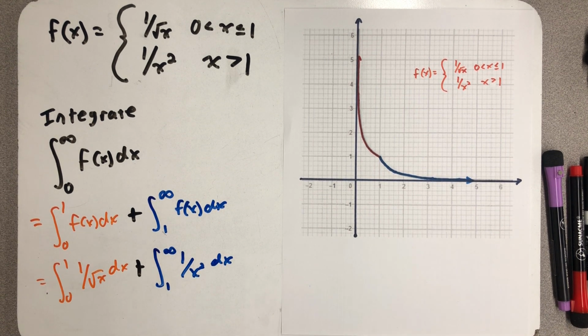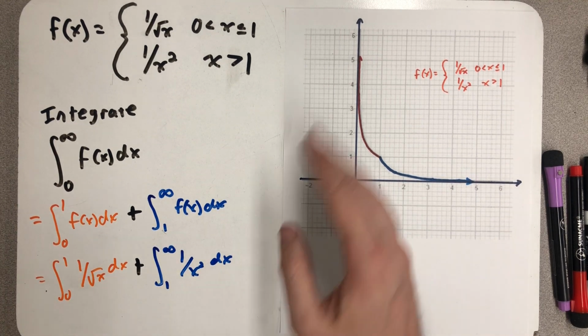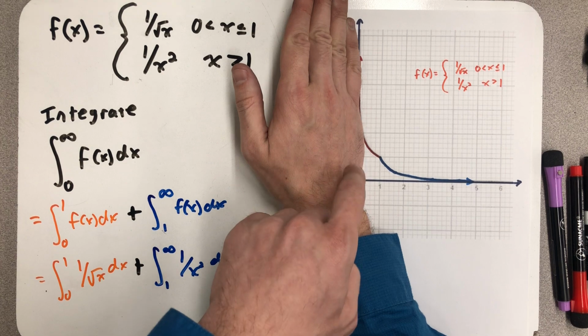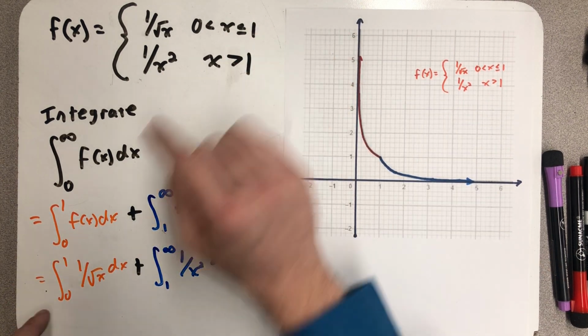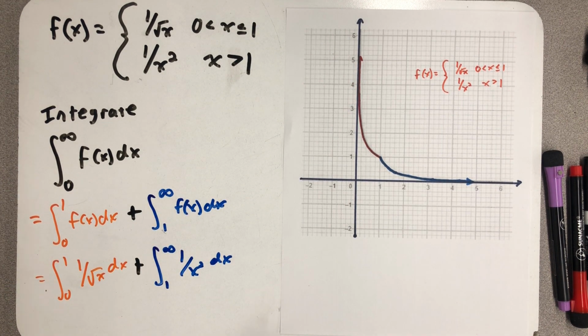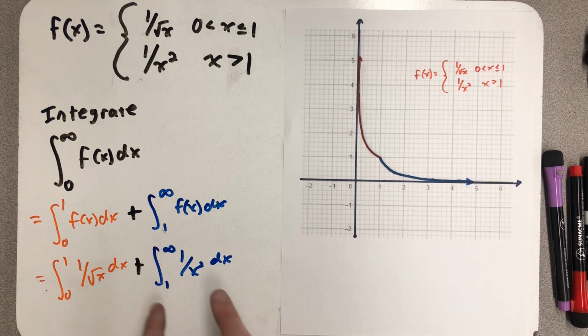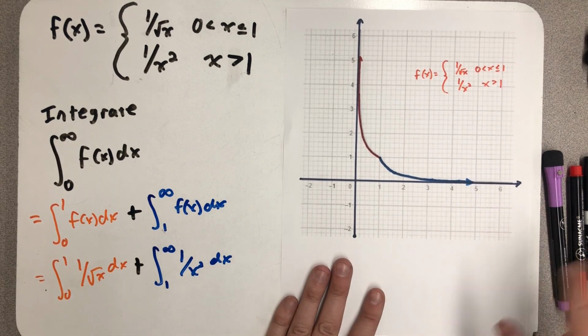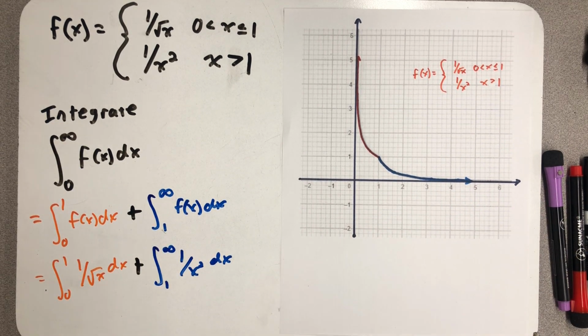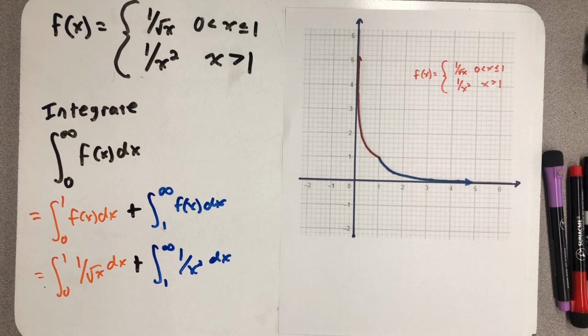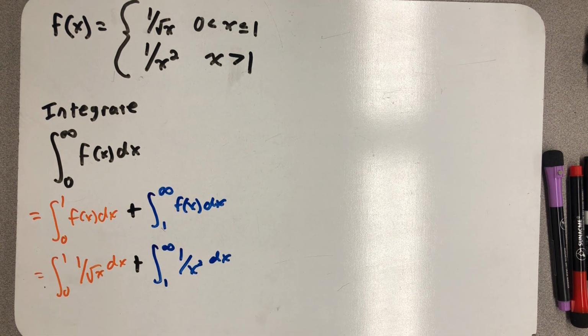So what I have here are two integrals, both of which are improper integrals. This first one's improper in the way of a type 2 because I have a vertical asymptote at its lower bound. This is a type 1 improper integral here in blue because I have an infinity in one of my bounds. So I would like to evaluate these two improper integrals and find the value of this very improper integral.